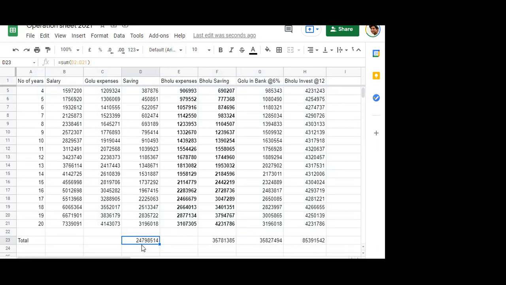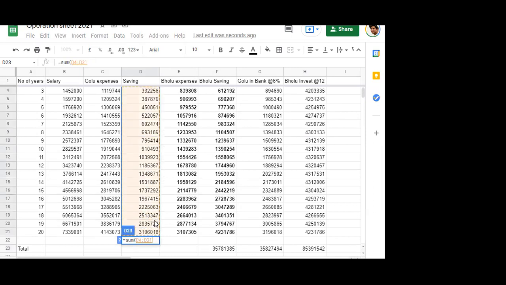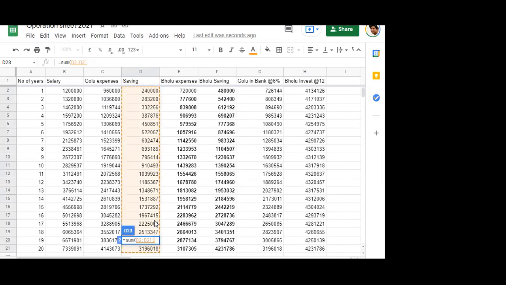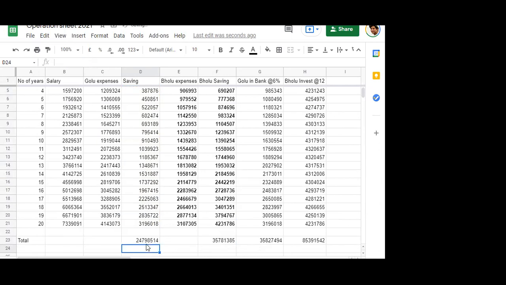wait, something is wrong. Okay, yeah, it is 2 crore 47 lakh 98,000. It is the same then. And his is 3 crore 57 lakh 81,384.